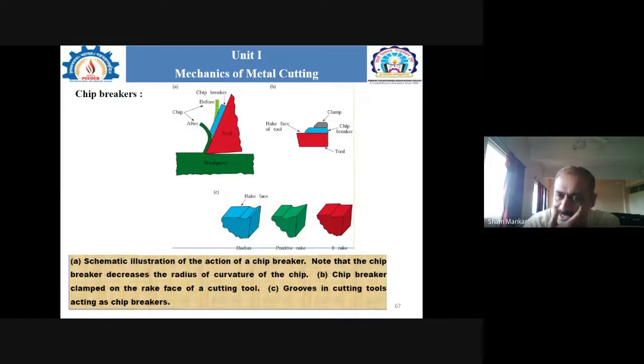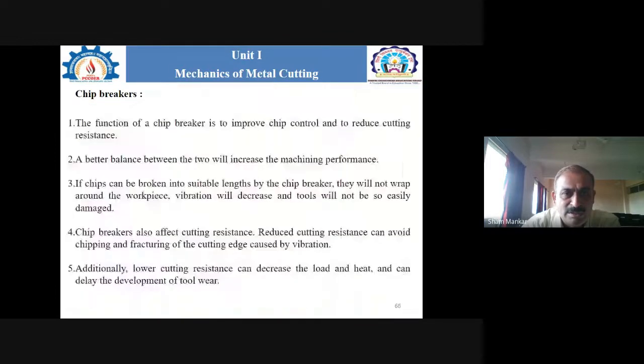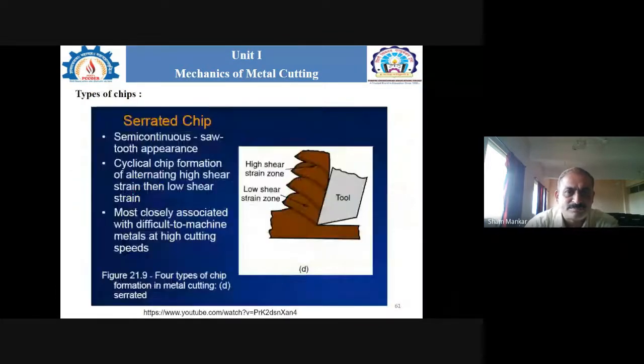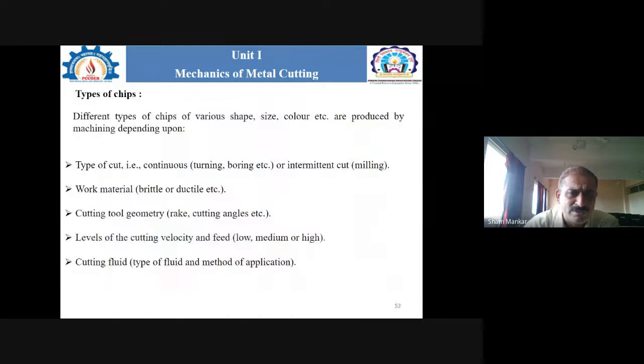This is again one example of a chip breaker, which is shown in slide number 67. So we are going to consider these different parameters while considering the formation of the chips.